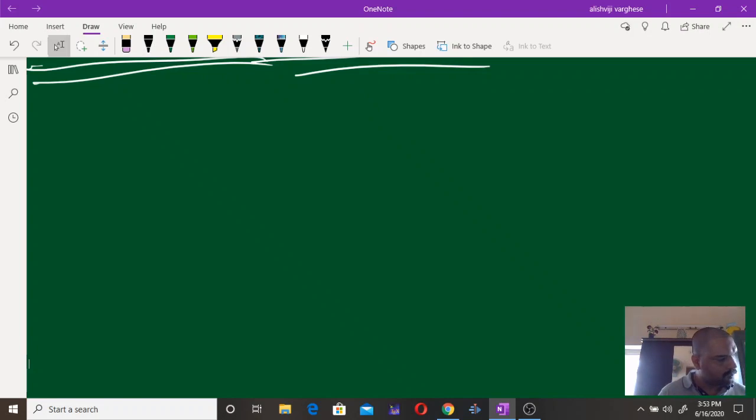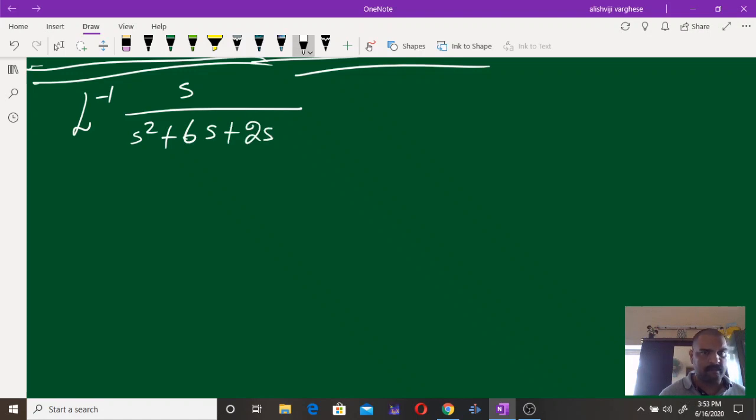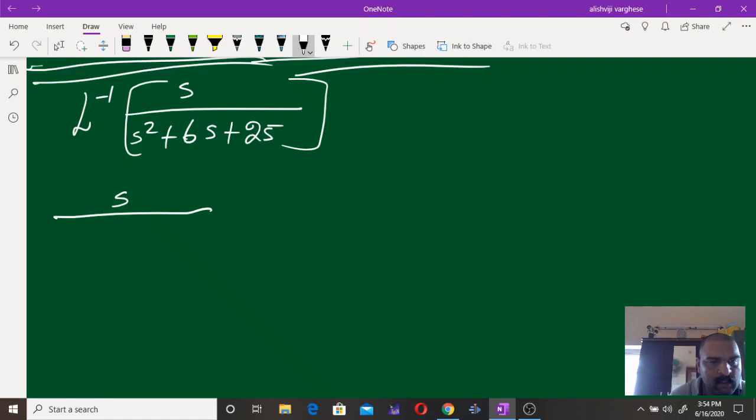And now another one, let us find the inverse Laplace transform of s by s square plus 6s plus 25. The procedure is almost the same. So we make the denominator a perfect square. For that, s square plus 6s. Then we add and subtract the square of the half of the coefficient of s.